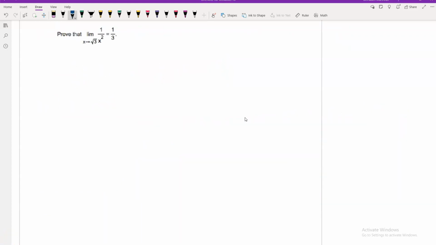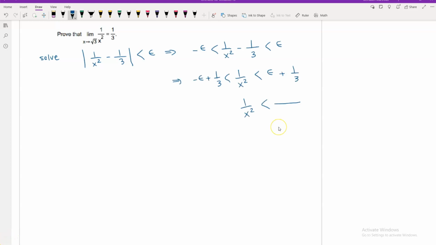Prove that the limit of 1 over x squared as x approaches square root of 3 is equal to 1 over 3. We have to solve the inequality absolute value of 1 over x squared minus 1 over 3 less than epsilon. So what we have inside absolute value is between negative epsilon and positive epsilon. Now add 1/3. So 1 over x squared is between negative epsilon plus 1/3 and epsilon plus 1/3.